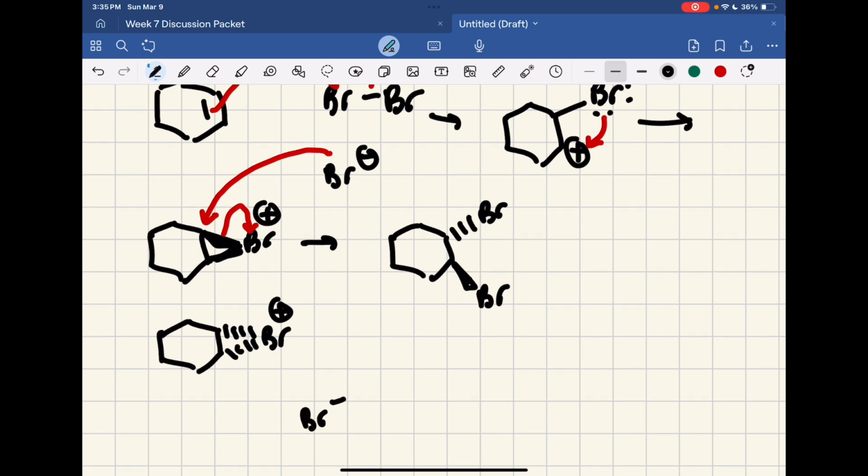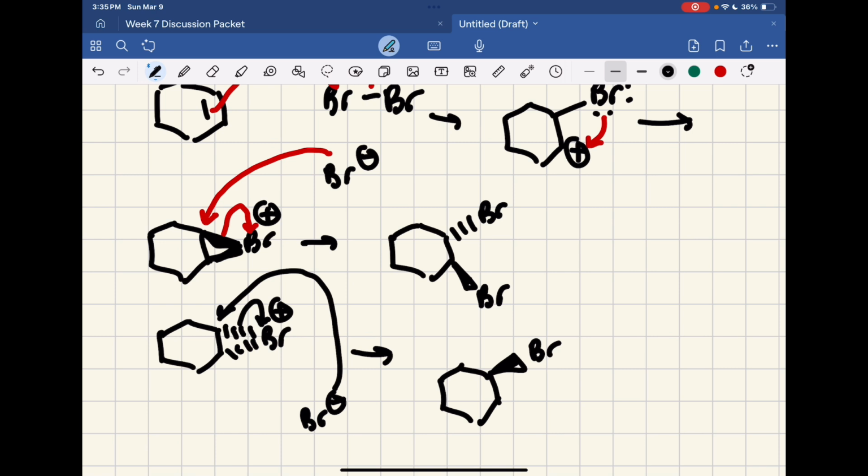And likewise, if we had this dashed structure, we would imagine that the bromine has to attack from the front face, swiveling that bridged halonium open as a dash. So the structure would look like this. Notice two different anti-products. These are not the same.